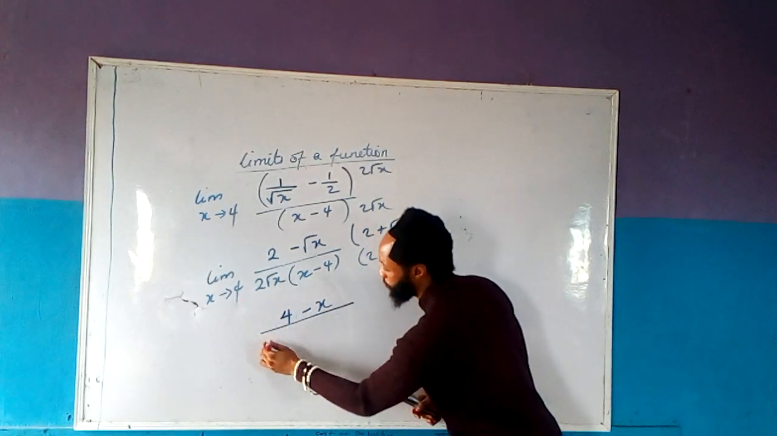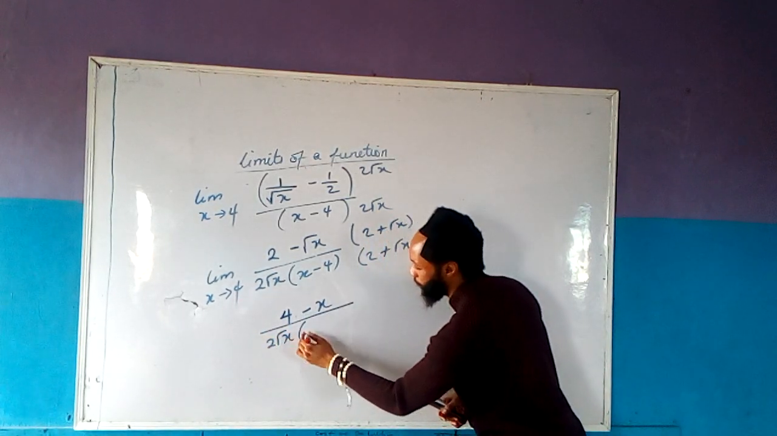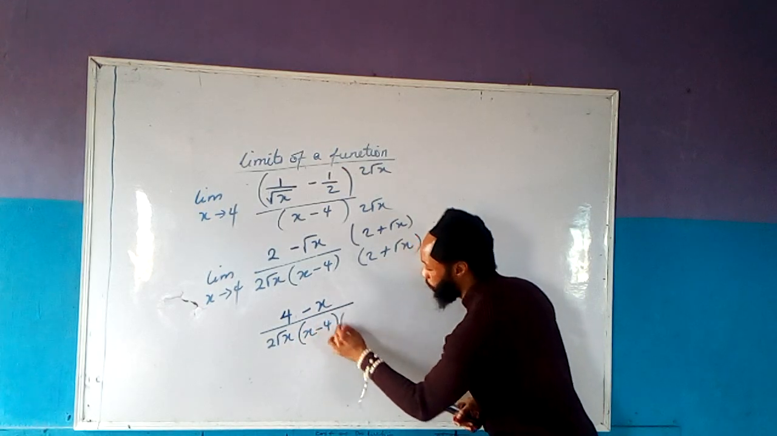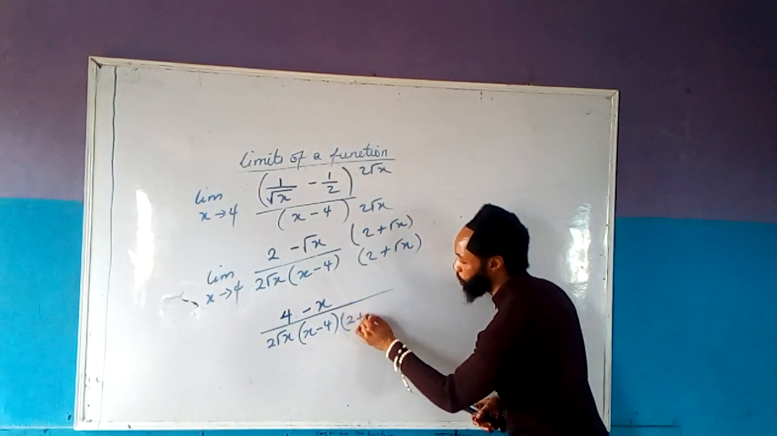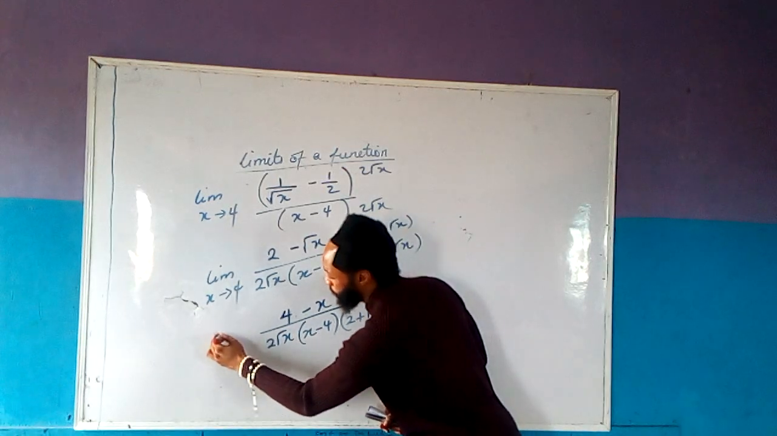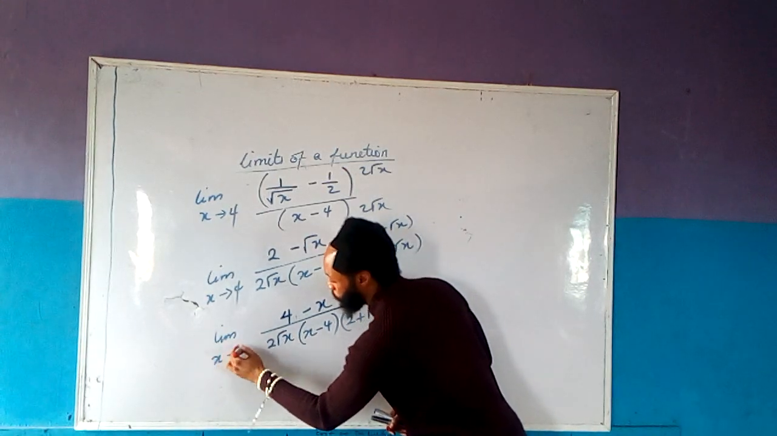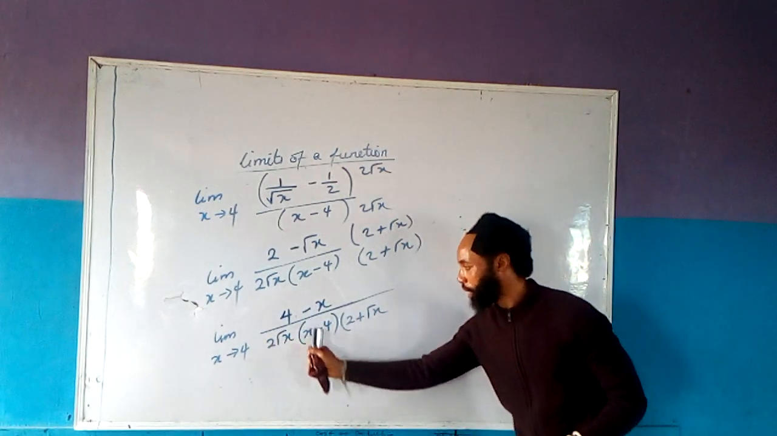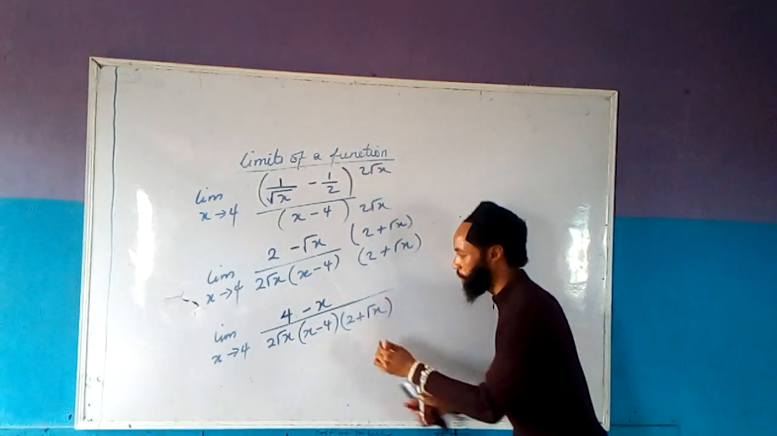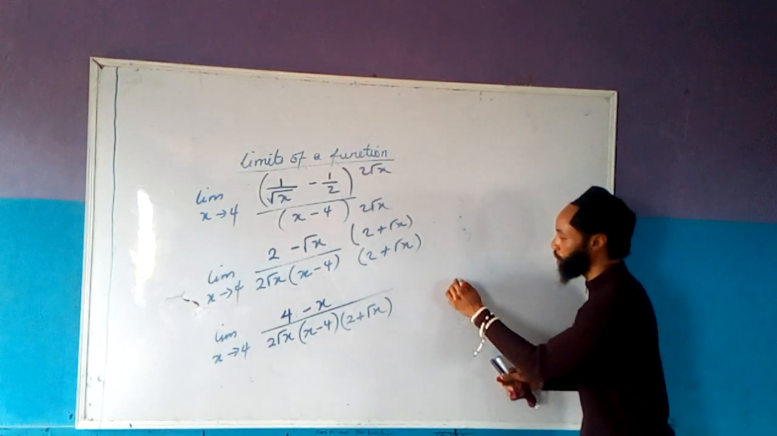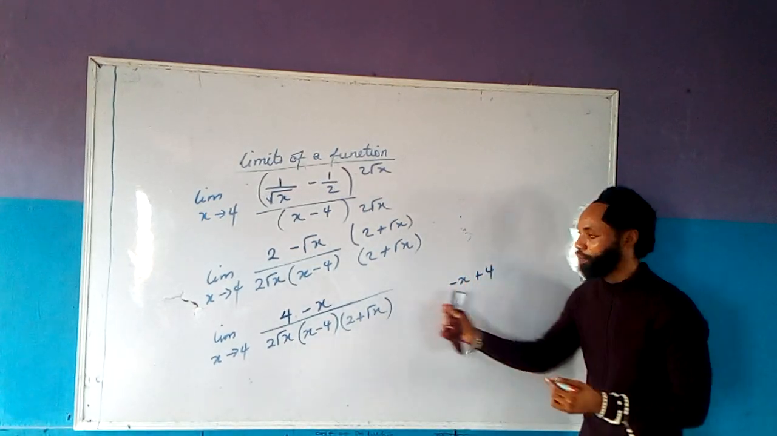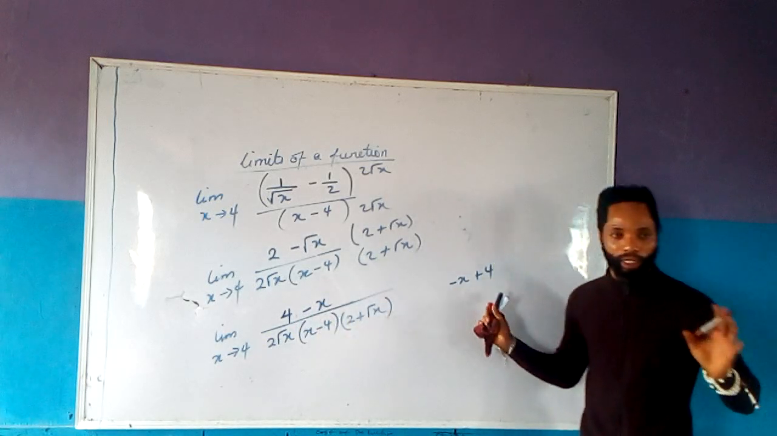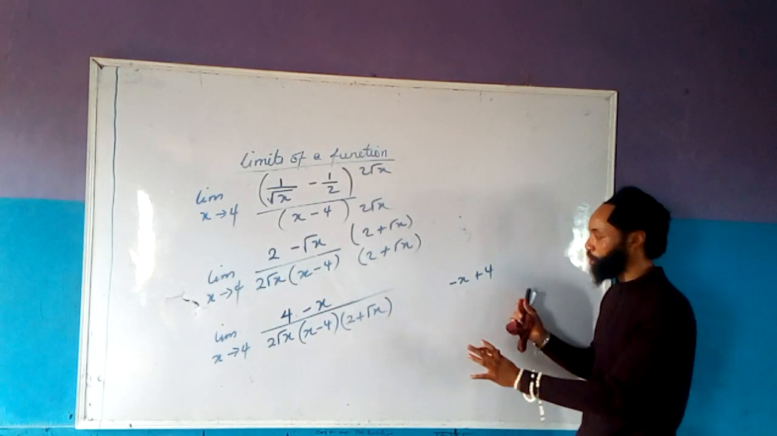Now we can write this 2 root x into bracket x negative 4 into bracket 2 plus root x. Limits as x approaches 4. Now in the same way, remember I told you this looks like we can get something similar in this case. So I want to change this to negative x plus 4. It's the same thing. Positive or negative x, I didn't alter it. I just changed their position.